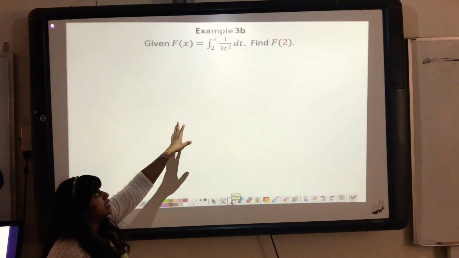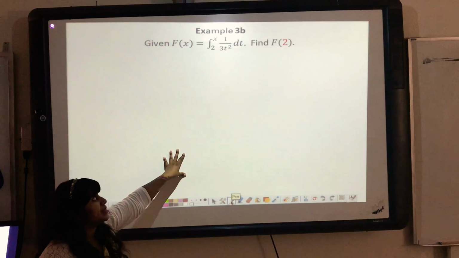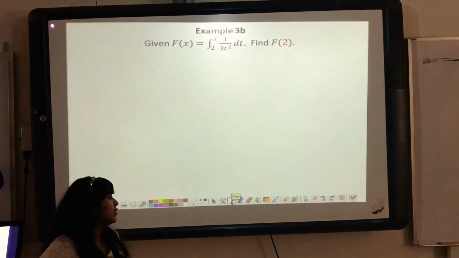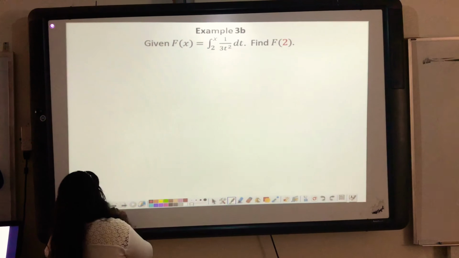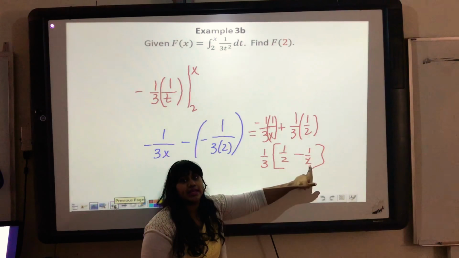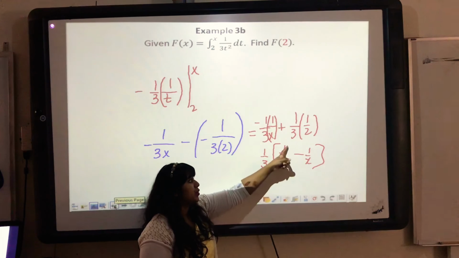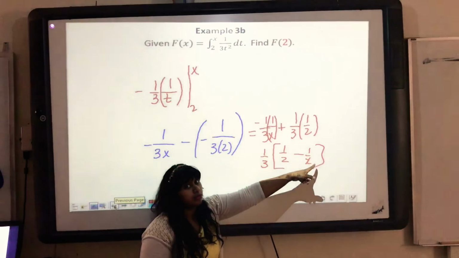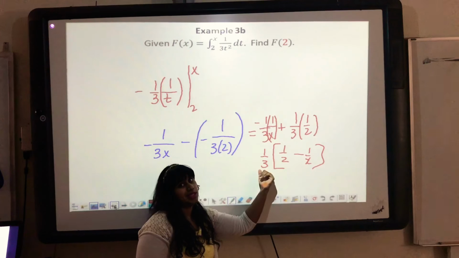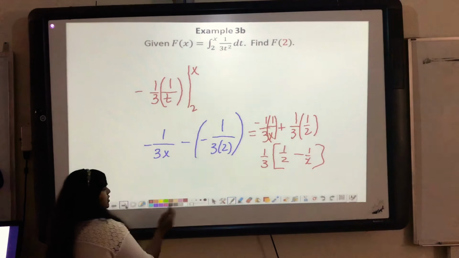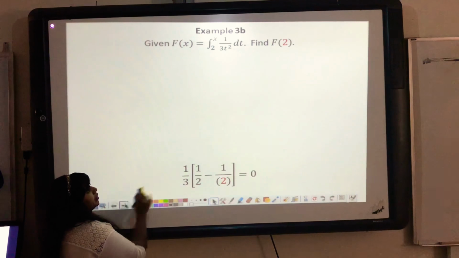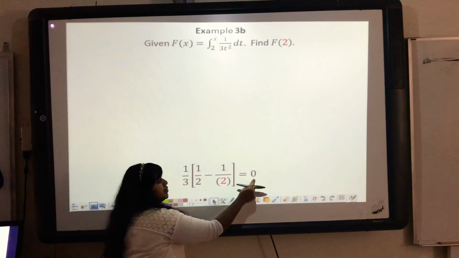Well, now it's not asking you to figure out f of x. It's actually asking you to sub in a real value, f of 2. So if we look back, all we're doing is plugging in our 2 right here, so it's going to become 1/3 times quantity 1 over 2 minus 1 over 2. So this is all going to become 0. 0 times anything is simply 0. So if I want to double check that work, there we go. I plugged in my 2 and I got 0.